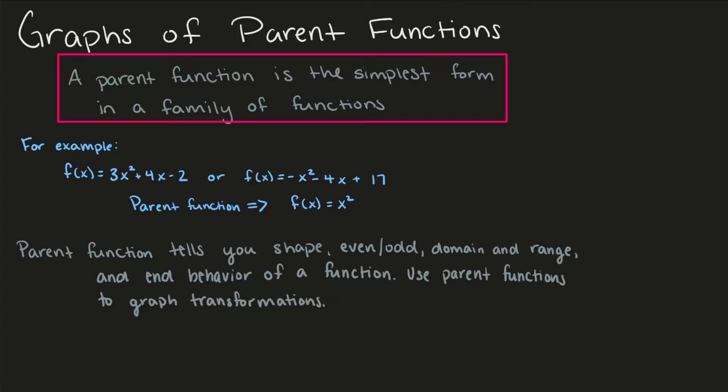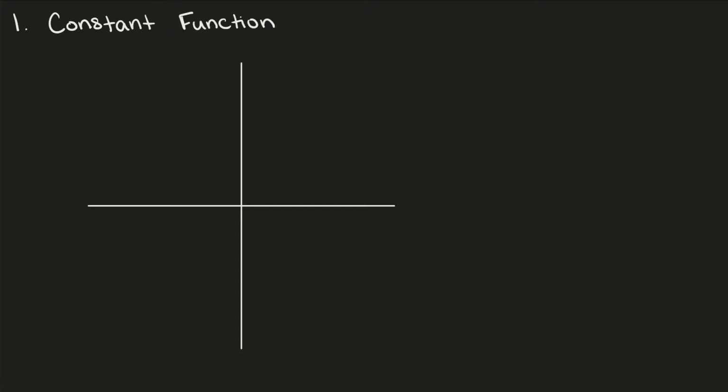First, let's look at a constant function. A constant function is a horizontal line at a point c. The function is f of x equals c. This is an even function. Even functions are symmetric across the y-axis.